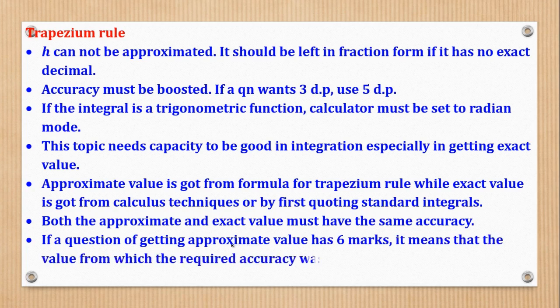Now usually questions of trapezium rule which come in section A are 5 marks, but the ones which come in section B are 6 marks. So what does that mean? It means that the 6th mark will be got by first stating the value from which the required accuracy was got. For example, if they want the accuracy to 3 decimal places, that is where the A1 will be. But before you get the A1, they need this B1, where you first write the value to 5 decimal places or more. Then you round off.